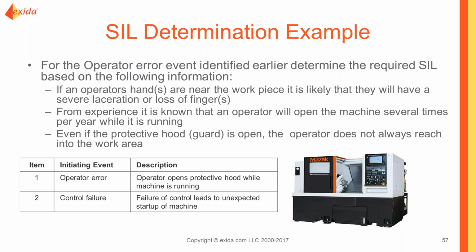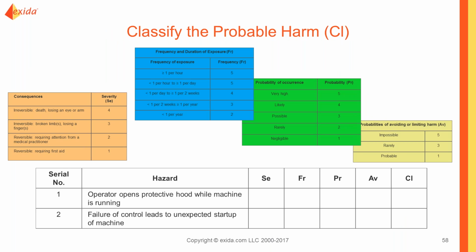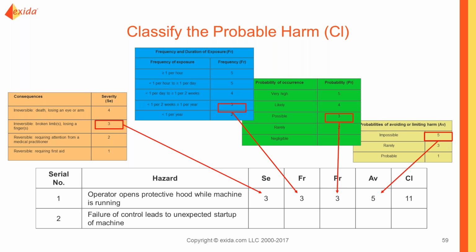So now we want to take a look at doing the targeting. Here we're going to just basically fill this table out based on how we answered those questions. Since the potential harm is laceration or loss of finger, we're going to take the loss of finger, which gives us a severity of 3. We know that they do it several times per year, so less frequently than once every 2 weeks, but more frequently than once per year. That gives us a 3 for frequency and duration.